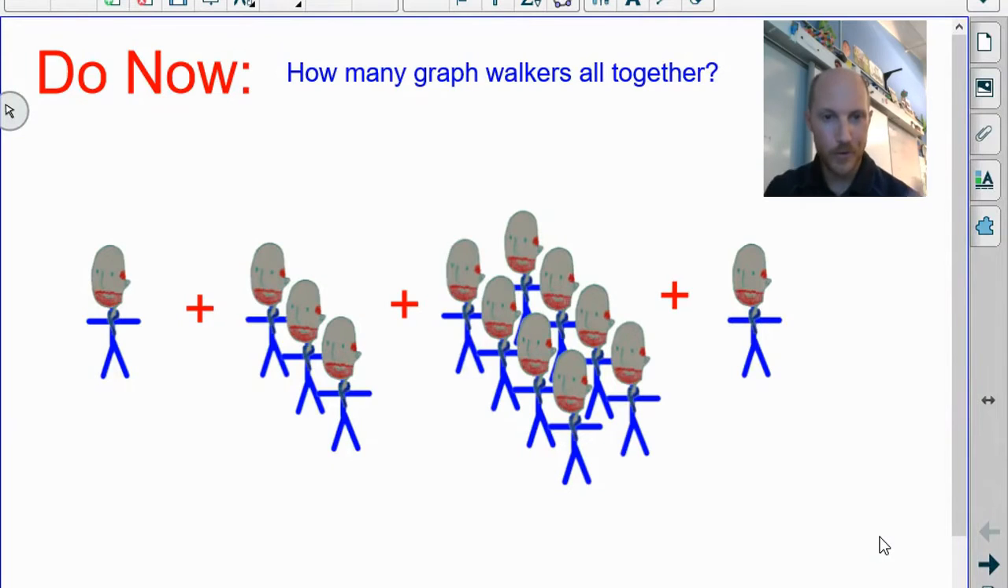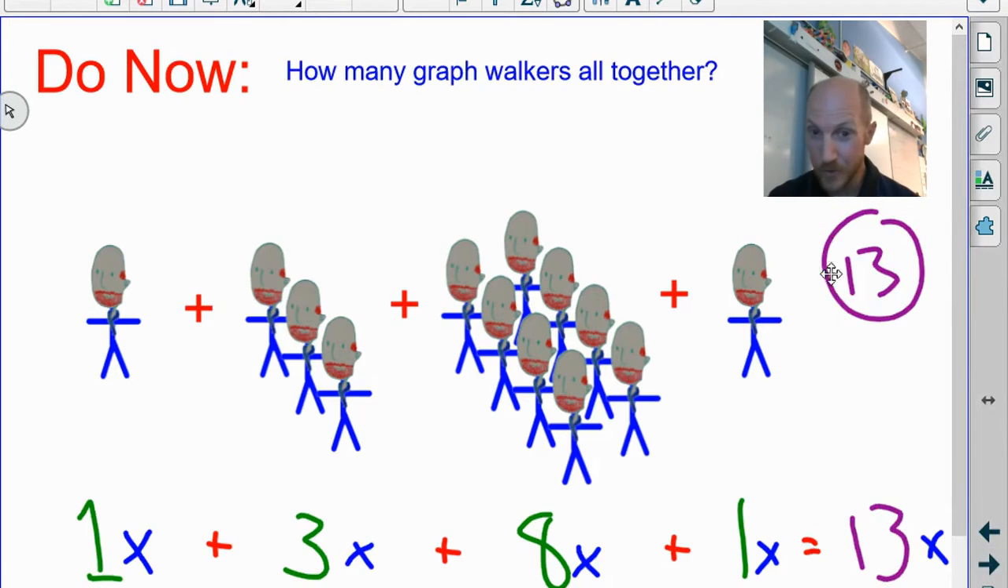Well, hey there, Algebra. Here's our do now for today. Go ahead and figure out how many graph walkers there are in the illustration, and you can hit pause on this video until you have your answer figured out. Well, hopefully you got a chance to get an answer for how many graph walkers there were.